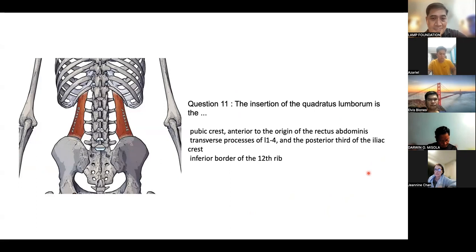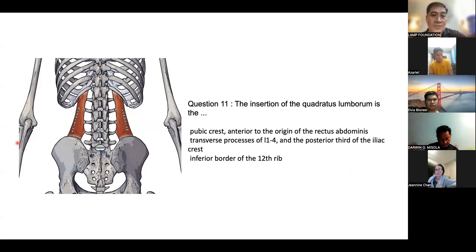Insertion of the quadratus lumborum. Inferior border of the 12th rib. No. Insertion of iliac crest. Baliktad din. Iliac crest. Ito, kita nyo to. Origin yung kanina, ito naman insertion.